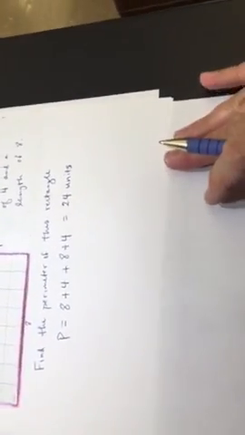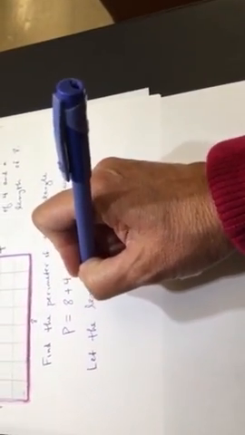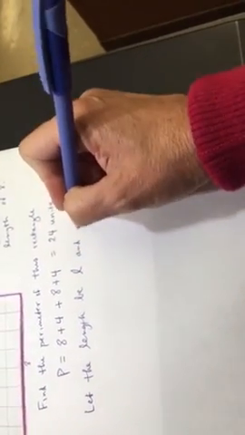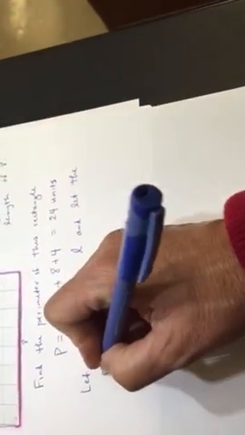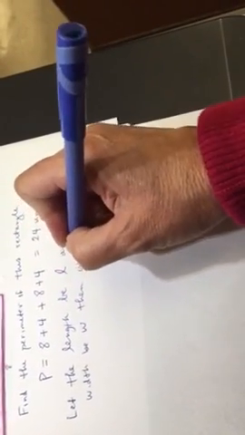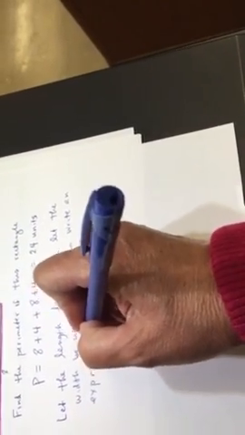If I let the length be L, and let the width be W, then we can write a formula for perimeter. We can write an expression. I use expression there instead of formula, but if you said formula, that's fine. We can write an expression for the perimeter.